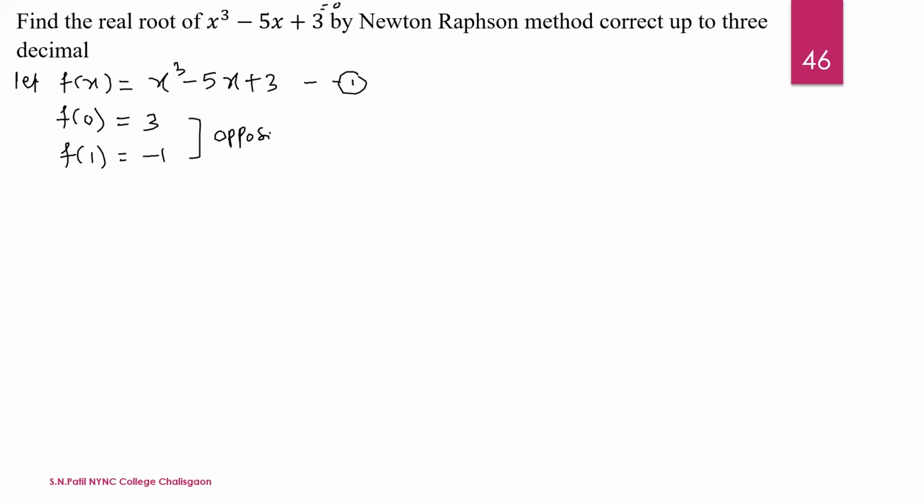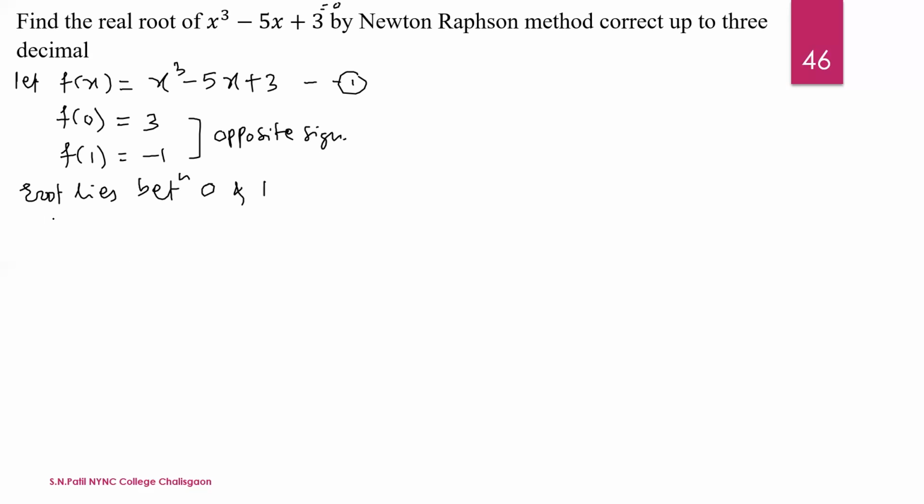Opposite sign. Okay. That is, the root lies between 0 and 1. Here we assume the approximate value. So in the first problem, we assume the approximate value lies between 0 and 1.